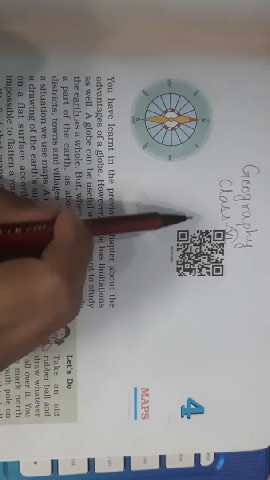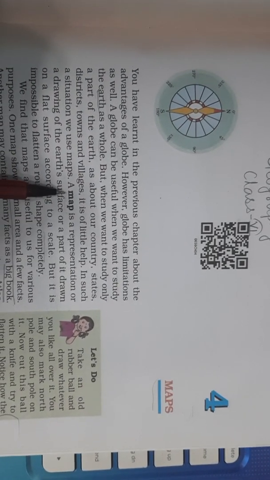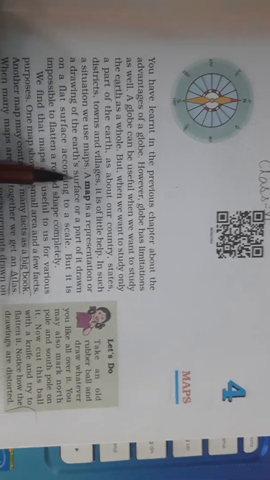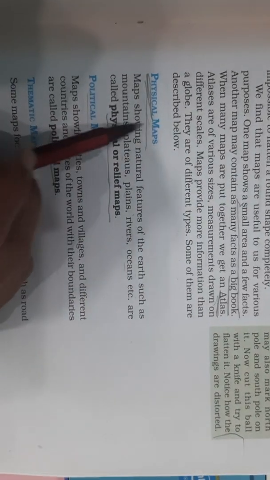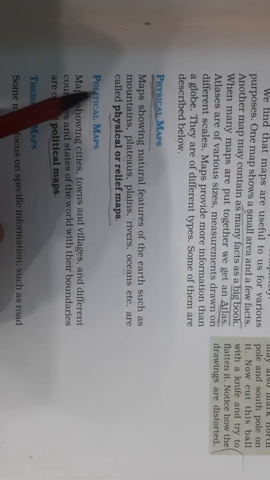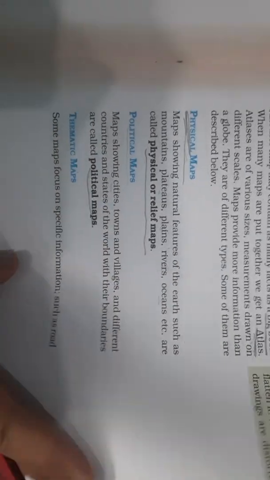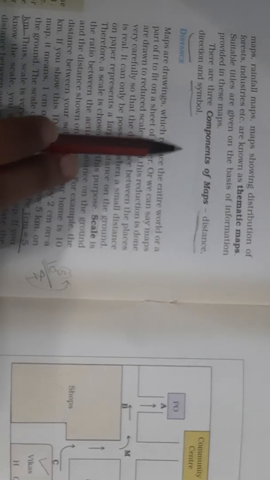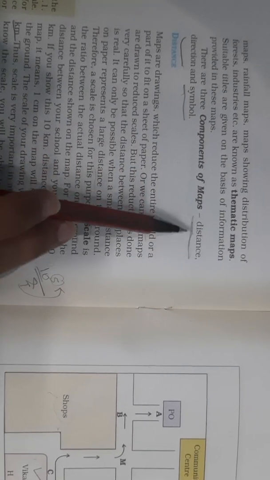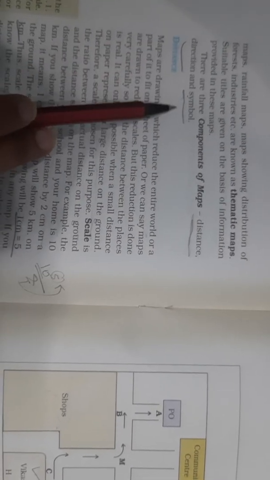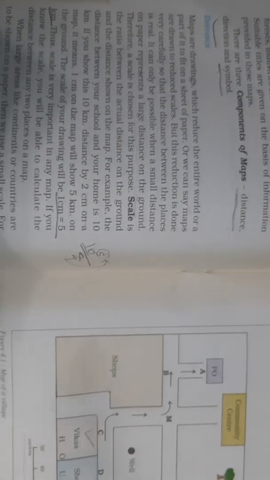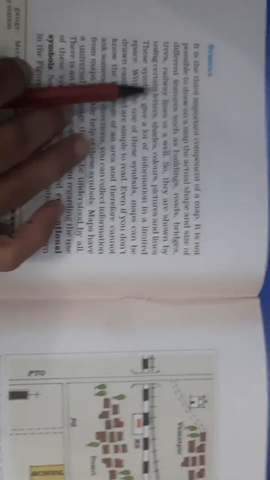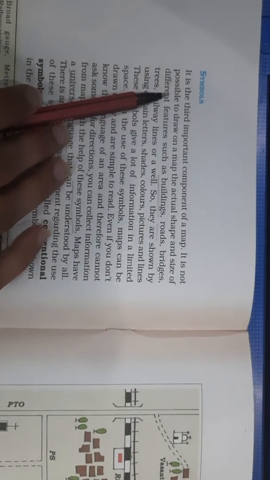Today we are going to study Geography, Chapter 4, Maps. So far we have studied about the advantages of maps over globes. We have studied the different kinds of maps, that is physical map, political map and thematic map. And we have studied about the components of maps. Those are distance, direction and symbol. Today we are going to study about symbols. So let's begin.